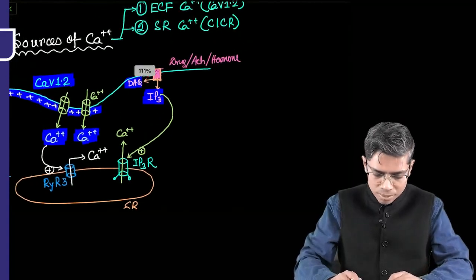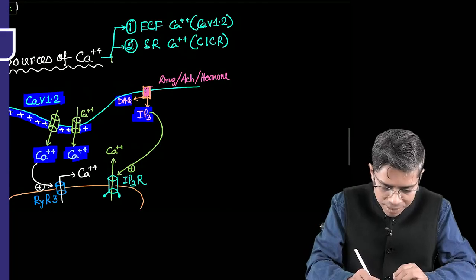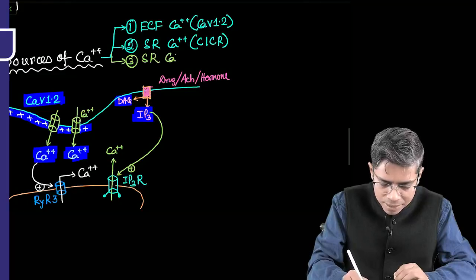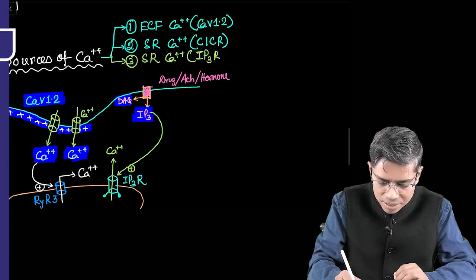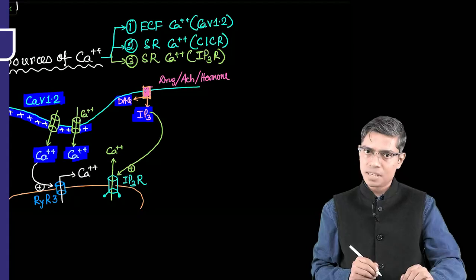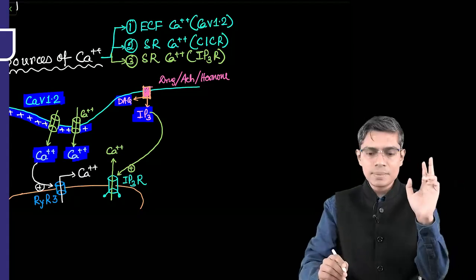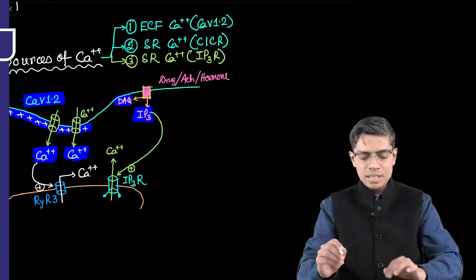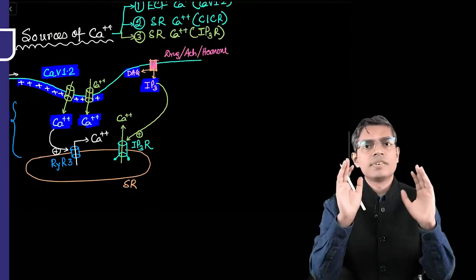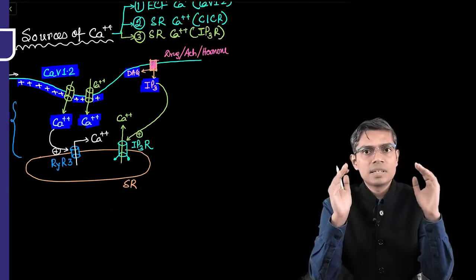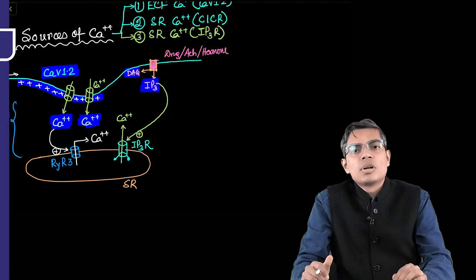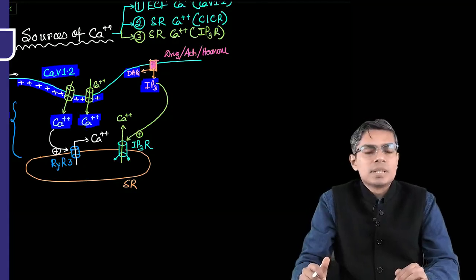So the third source of calcium I can write down here: this is also sarcoplasmic reticulum calcium, but it is coming via the IP3 receptor, the inositol triphosphate receptor. So RYR type 3 is also releasing calcium, and inositol triphosphate is also releasing calcium. Very, very important. This question has been asked multiple times, that IP3 is releasing calcium in the smooth muscle, which we have not seen in the case of cardiac muscle or skeletal muscle.